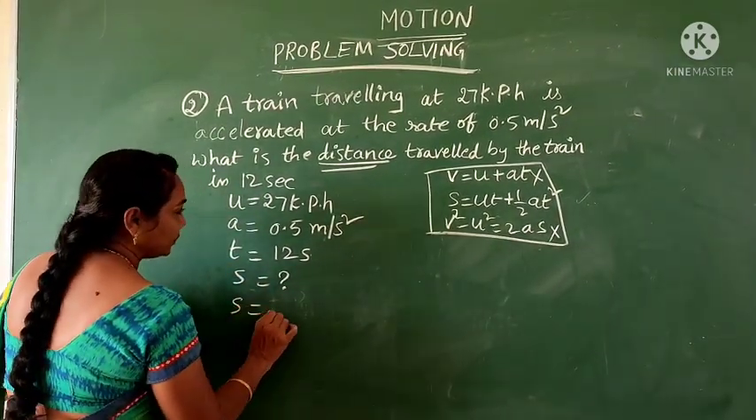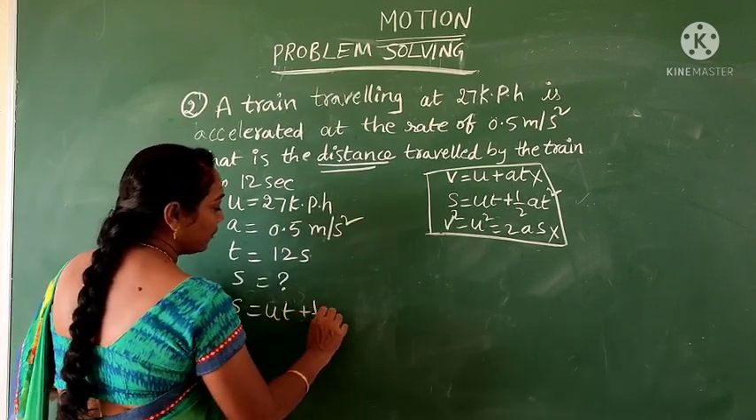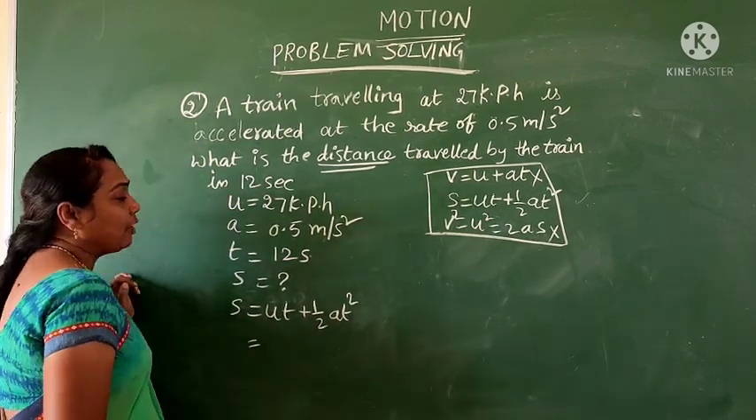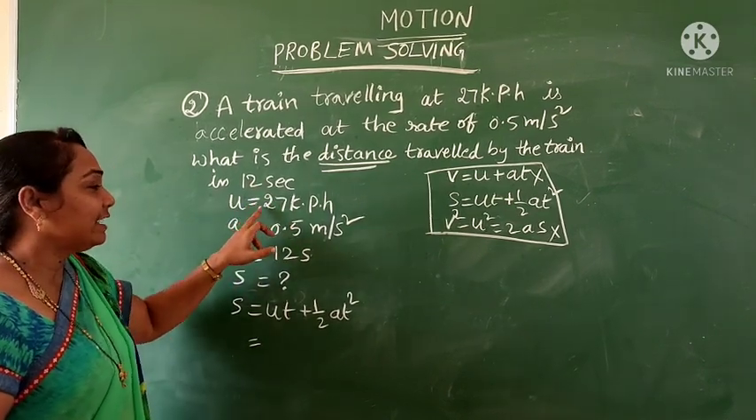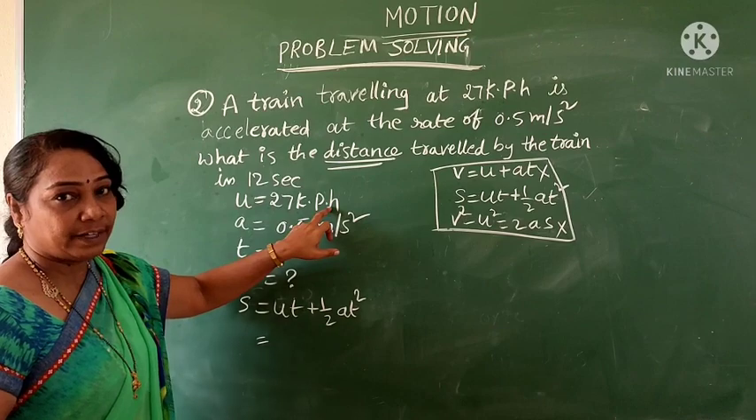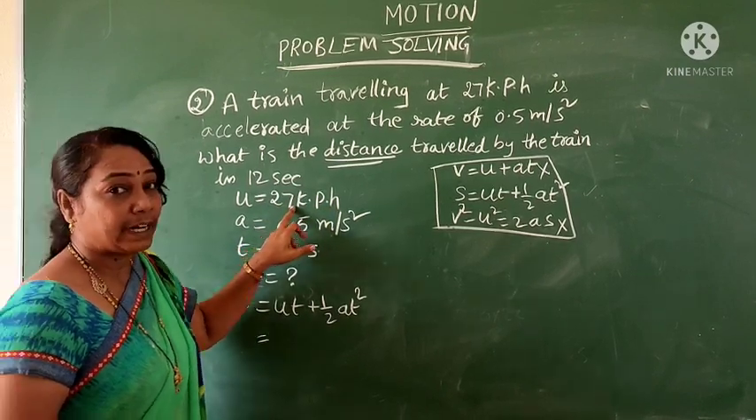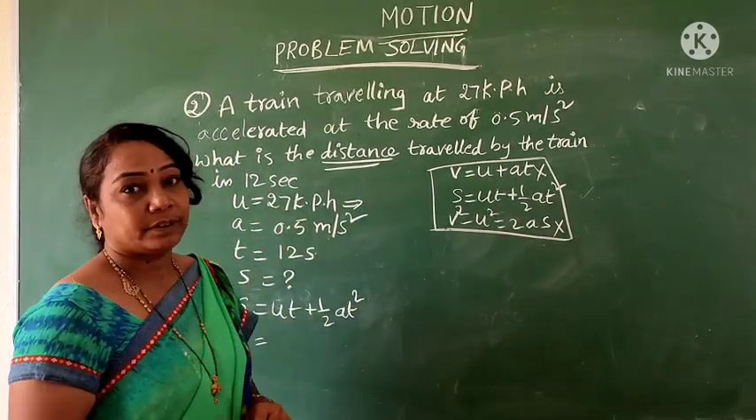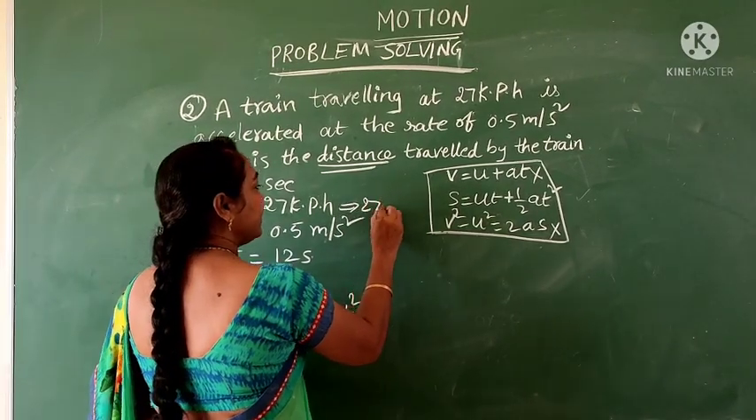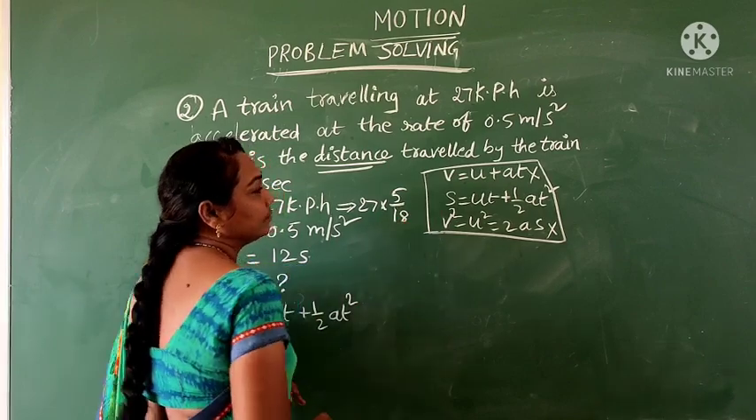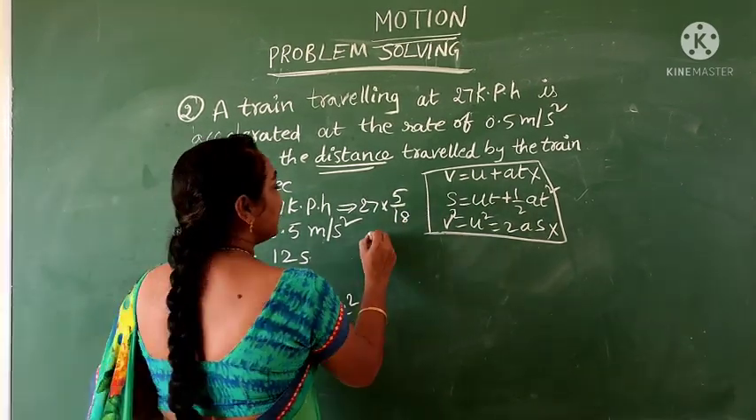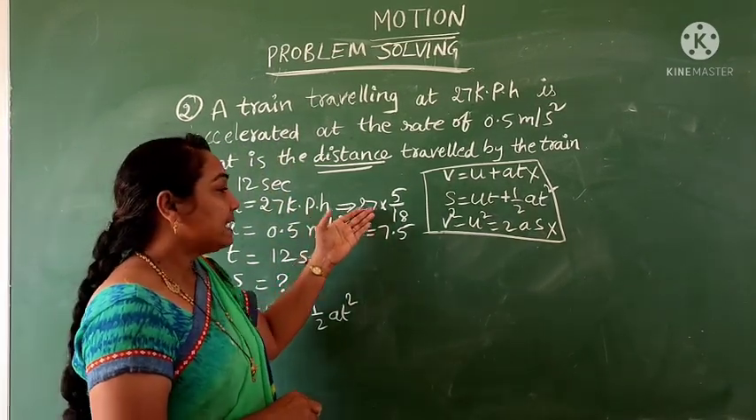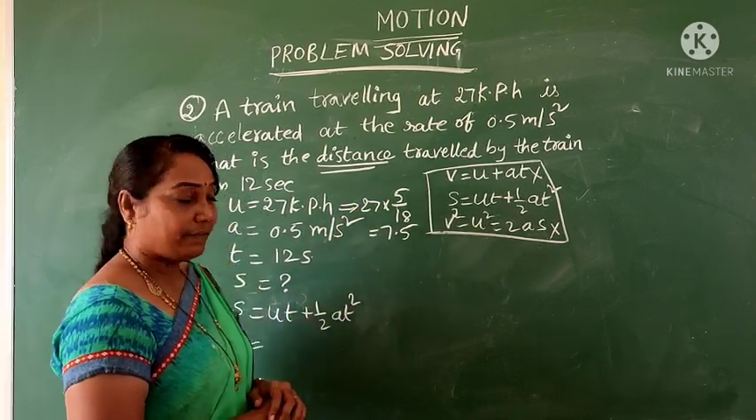Here, s is equal to ut plus half at square. What is the value of u? Here, 27 km per hour is given. We have to convert this kilometer per hour into meter per second. How can you convert this? This is converted by 27 into 5 by 18. So, we will get 7.5. 27 into 5 by 18, then we will get 7.5.